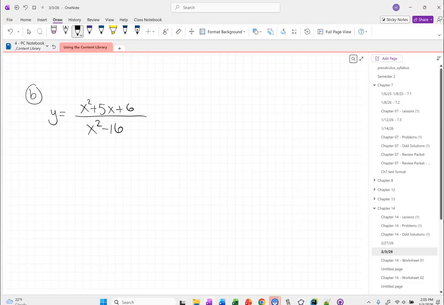Fine. Okay. So first thing we look for are domain, removable discontinuity, and vertical asymptote. We need to start by factoring. Okay, x squared plus 5x plus 6. How does that factor? This is awfully slow, guys. Multiplies to give you positive 6, adds to give you positive 5. 2 and 3.